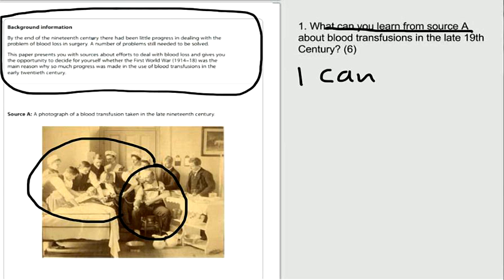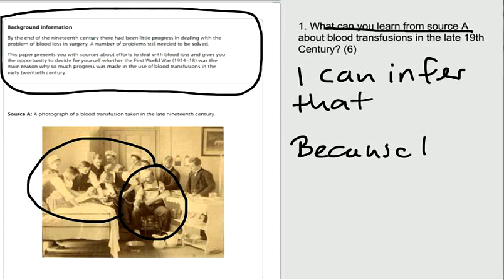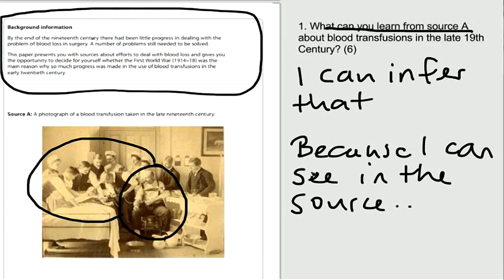So I can infer that... So you can infer that it was very difficult to get the blood to the patient. What is it in the source that tells you that? So because I can see in the source the donor has to sit right next to the patient.